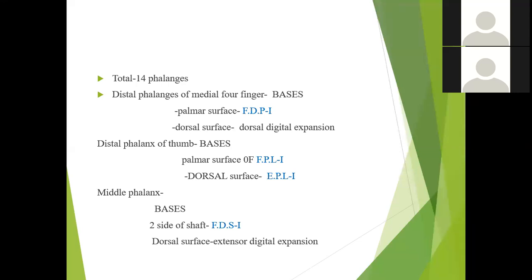So now we are coming to the distal phalanx of the thumb. Already we saw the medial four fingers. Now for the thumb, the palmar aspect of the base gives insertion for the muscle flexor pollicis longus. For all the remaining fingers, it is flexor digitorum profundus, but for the thumb palmar surface, you can see flexor pollicis longus. And what about the dorsal side? Dorsally, we can see extensor pollicis longus. So both flexor pollicis longus and extensor pollicis longus are inserted in the base of the distal phalanx of the thumb. Okay, keep this in your mind.